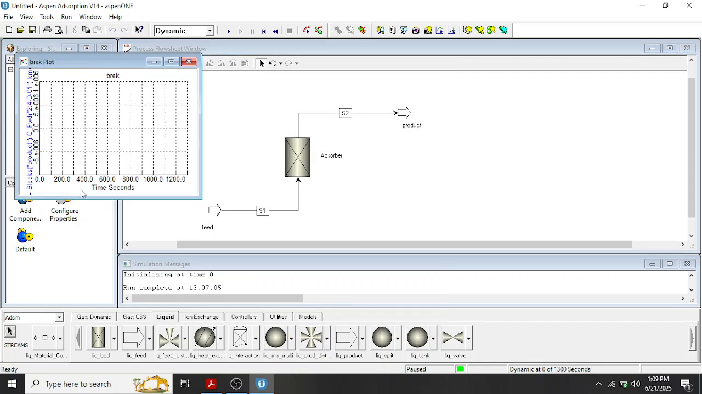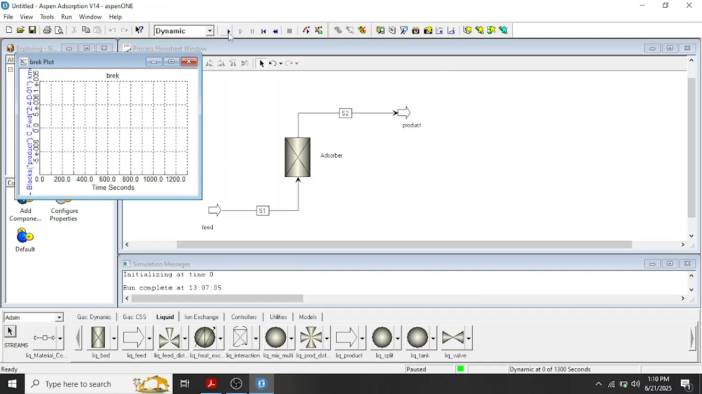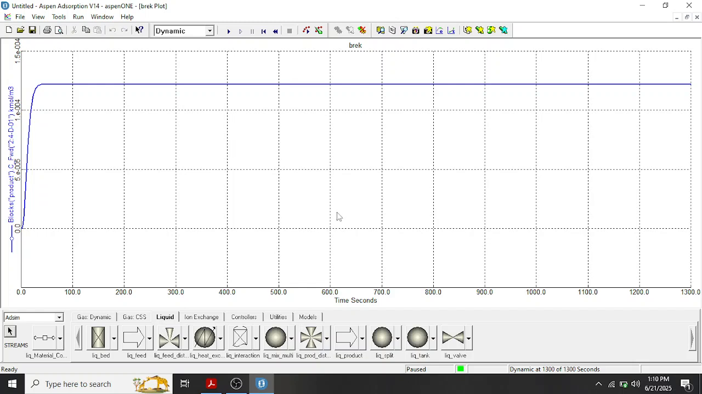This is the time axis in seconds, and this is the concentration of 2,4-dichlorophenolic compound in the product stream. And the unit here you can see is kilomole per cubic meter. So now, good. This is the dynamic, and click on the run option. So this is the time. Here you can see 1200 second, 1300. Okay, it is completed.